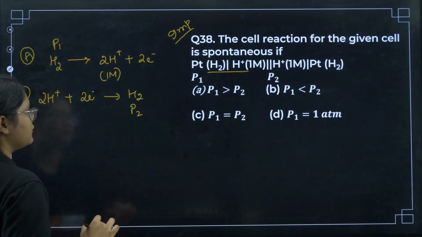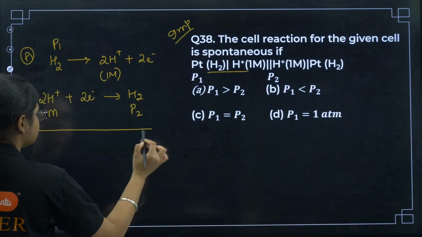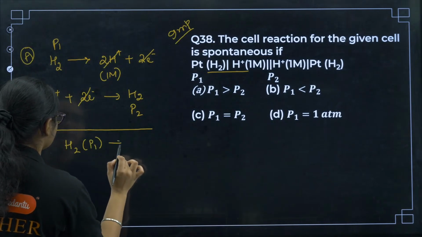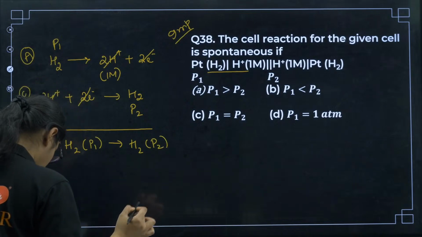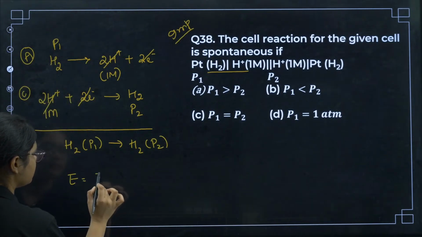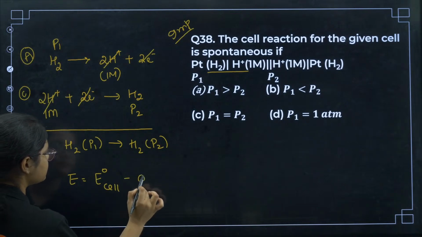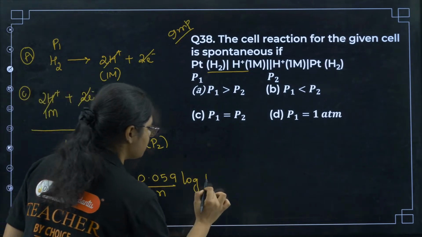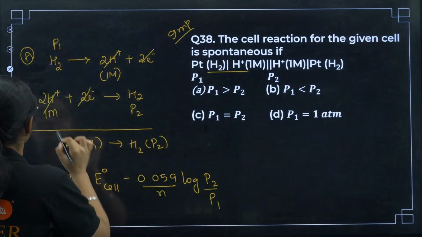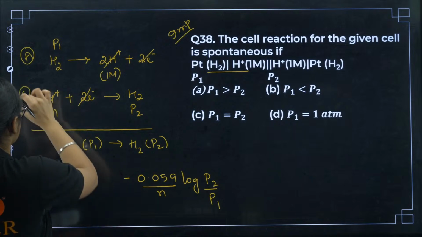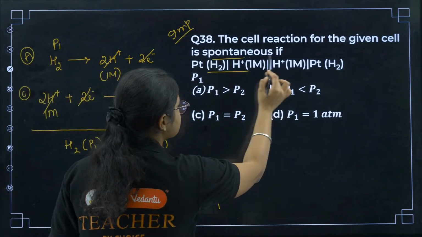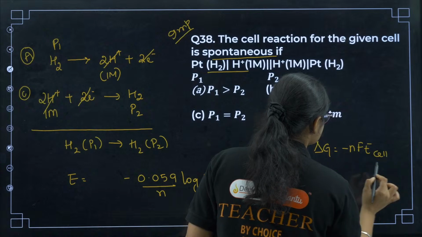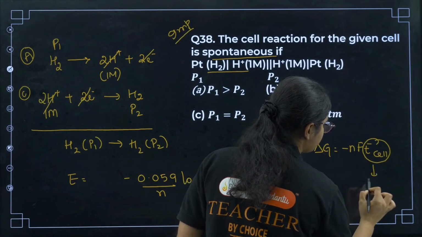This is P2, and this is also 1 molar. So now if I add these two reactions, this one will get cancelled, this one will get cancelled. I have H2 with P1 giving me H2 with P2. Now if I want to write the cell reaction, E of the cell will be E naught of the cell minus 0.059 by n log of P2 by P1, right. Now E naught of the cell is 0 in this case, because it is a hydrogen electrode. Now we know that for a cell to be spontaneous, delta G is equal to minus nF E of the cell. So for this value to be negative, E of the cell has to be positive, right.